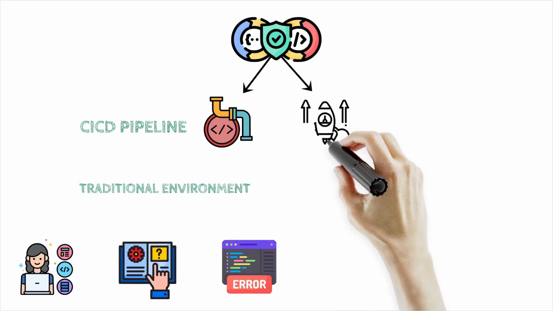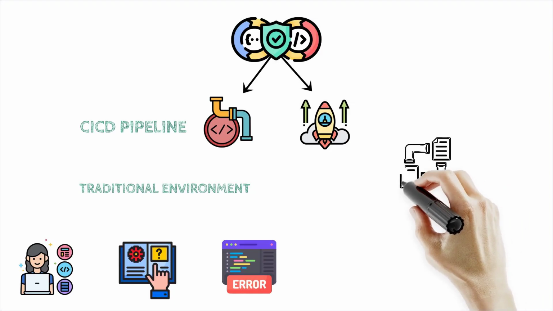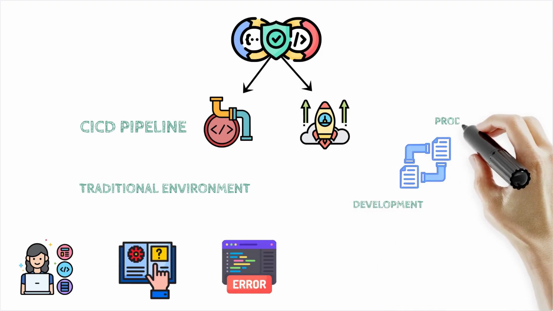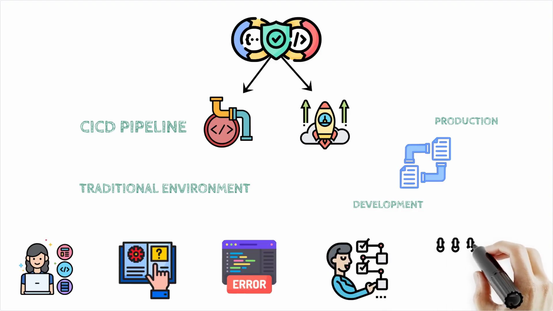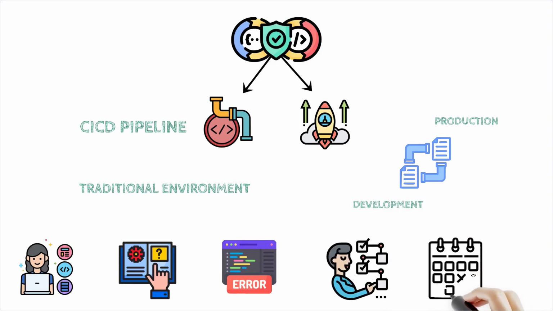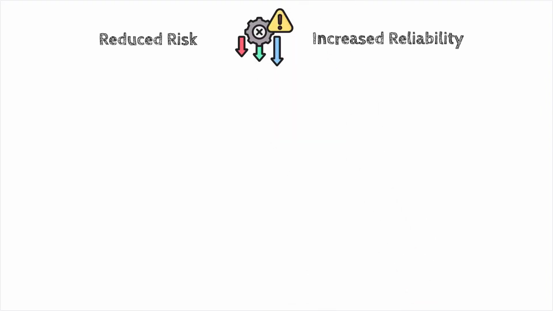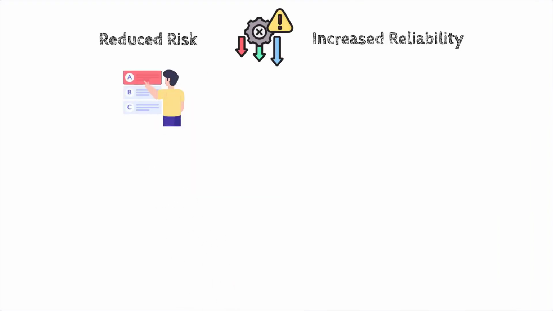2. Faster delivery of software. CI/CD significantly speeds up the process of moving code from development to production. DevOps engineers set up automated build and deployment pipelines, ensuring that code changes can be tested and deployed within minutes, rather than waiting for days or weeks. 3. Reduced risk and increased reliability. Continuous integration ensures that code is tested early and often.